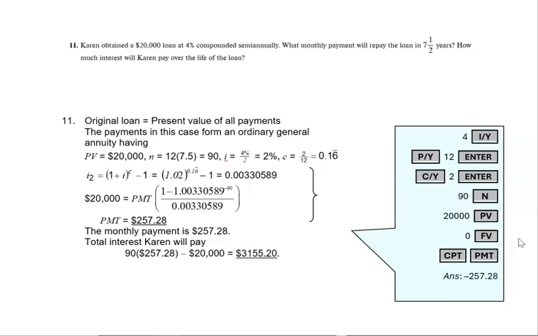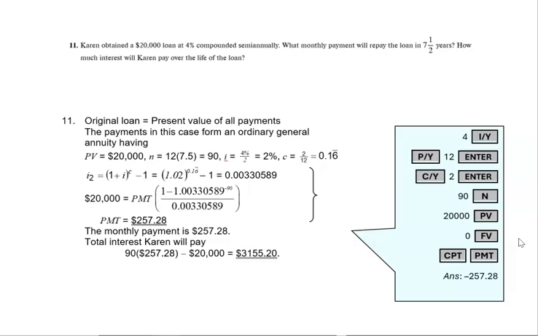So you have to go in and change the payments per year and the compounding per year. Given this information, you're going to compute payment, and it's going to give you an answer of $257.28. So what monthly payment will repay the loan in 7.5 years? Your answer is there, $257.28. Now, how much interest will Karen pay over the life of the loan? That's always a good thing to know, okay?